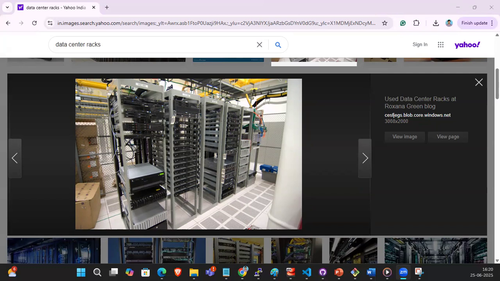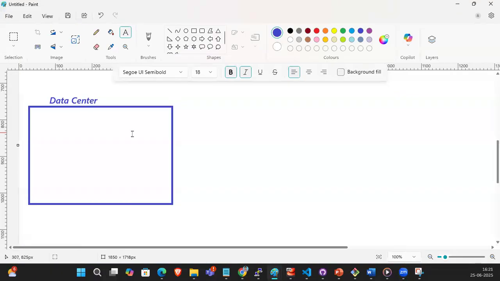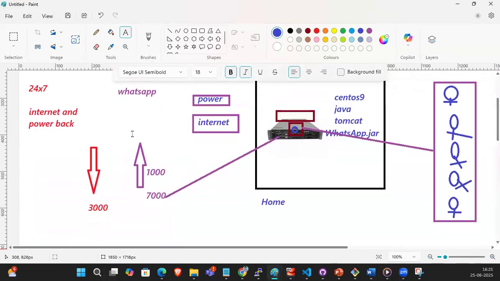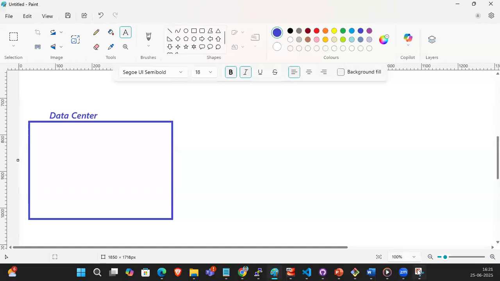Is it understood? So what is the solution? Why are we not keeping our servers at home? We are keeping our servers in the data center only because of what they are providing: 24 by 7 power backup and internet backup. Guys, have you understood? What is a data center? Why a data center?